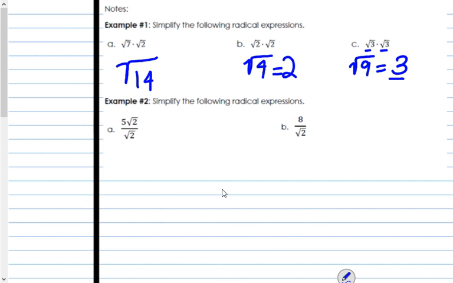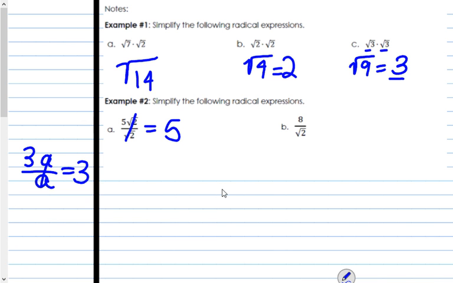Well, this one is really easy because we have the square root of 2 divided by the square root of 2. For example, if I had 3a divided by a, what happens here? Oh, I think it'll just be 3. A divided by a gets rid of it, so just be 3. So the same thing is here too. 5 square root of 2 divided by the square root of 2. Square root of 2's cancel out, so the answer is just 5.